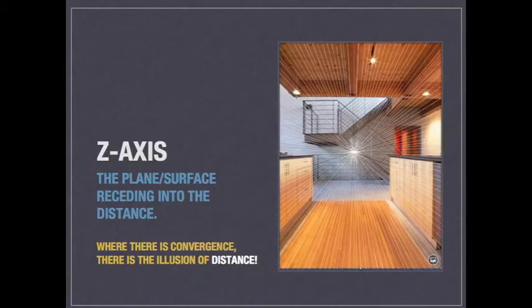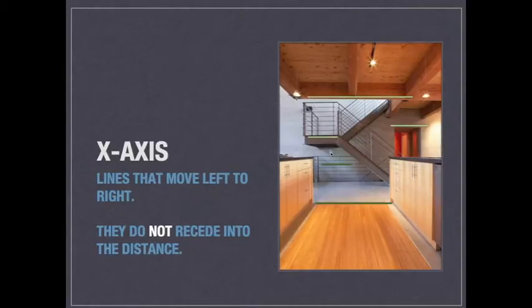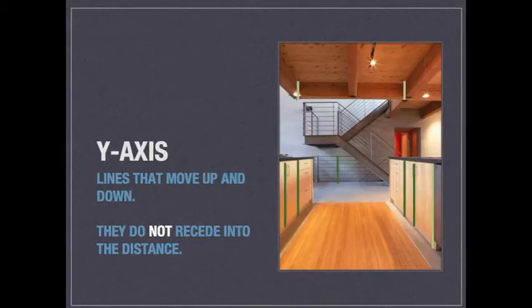Now there's another axis, and that's called the x-axis. You can see it with these poorly chosen colors of green here. And an x-axis is an axis that moves left to right and does not converge. For example, the edge of this floor, or any one of these railing lines, the stairs, or this giant beam up here.